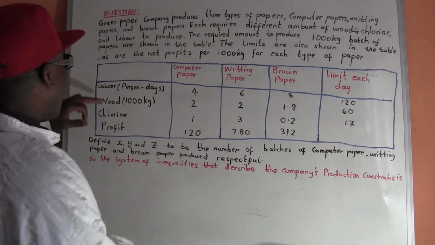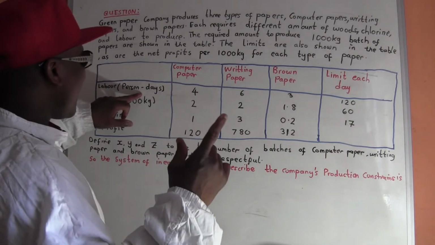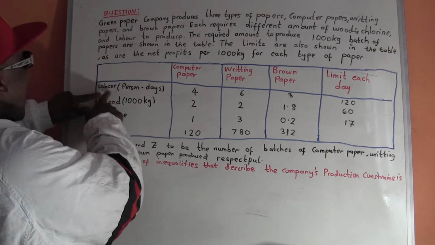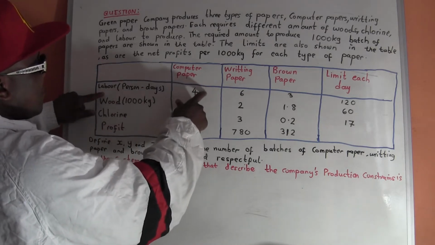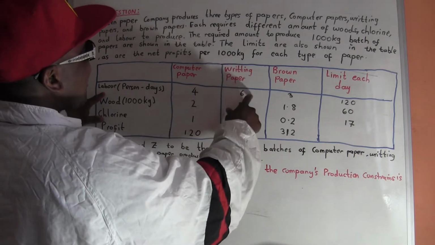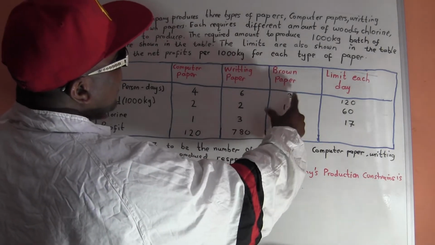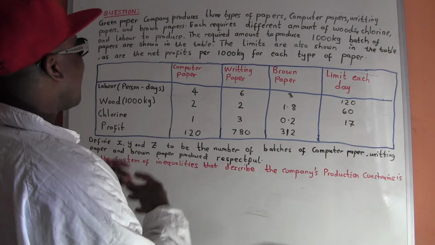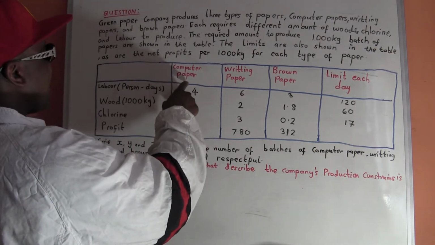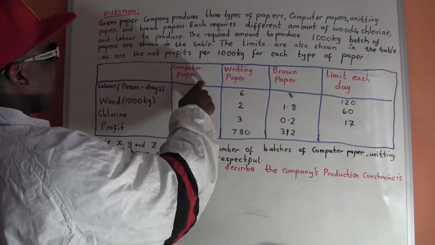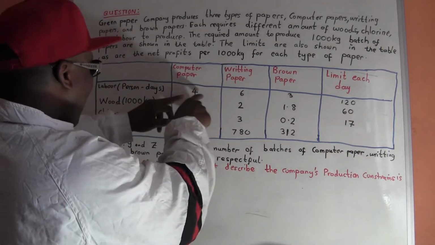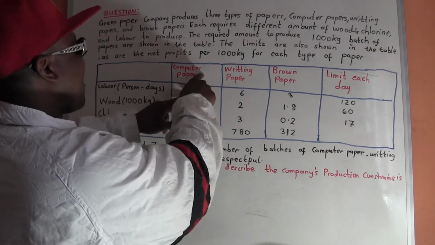Now, labor, person per day. Look, computer paper: how many people per day? 4 people to produce computer paper. Writing paper, 6 people. Brown paper, 3 people. Computer paper needs 4 people, labor in person per day, but I don't know how many papers I'm going to produce.